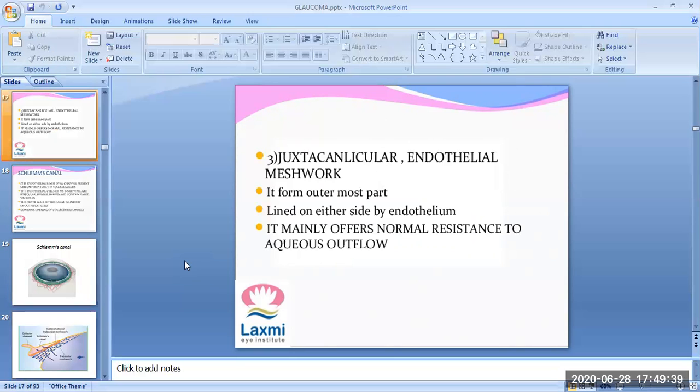Then third is the juxtacanalicular or endothelial meshwork. It forms the outermost portion of meshwork and consists of a layer of connective tissue lined on either side by the endothelium. This narrow part of trabeculum connects the corneoscleral meshwork with the Schlemm's canal. In fact, the outer endothelial layer of juxtacanalicular meshwork comprises the inner wall of Schlemm's canal. This part of trabecular meshwork mainly offers a normal resistance to aqueous flow. This was the trabecular meshwork.